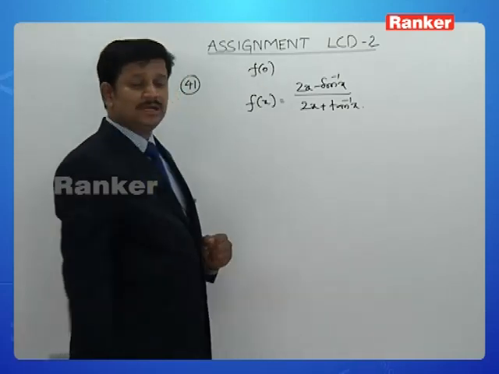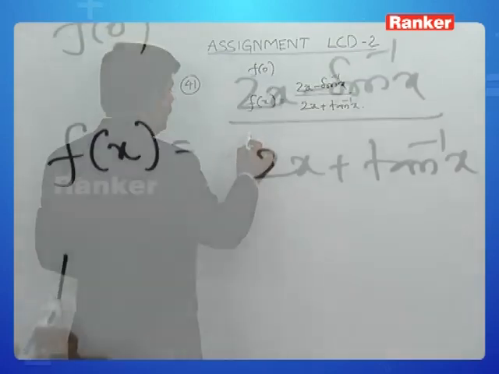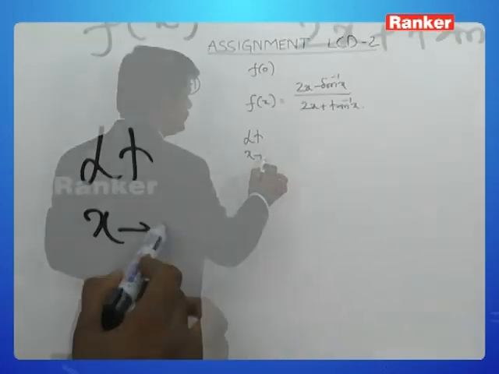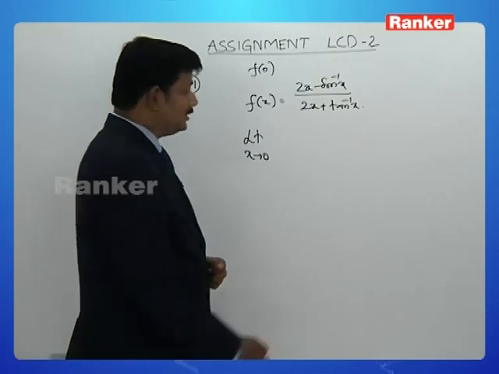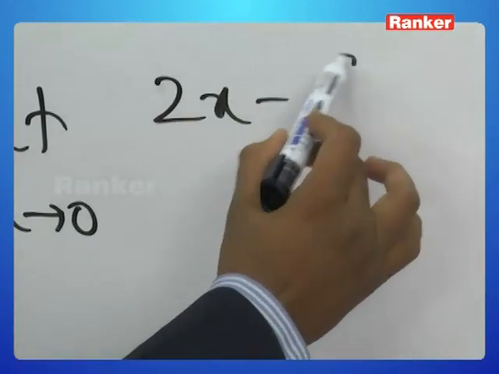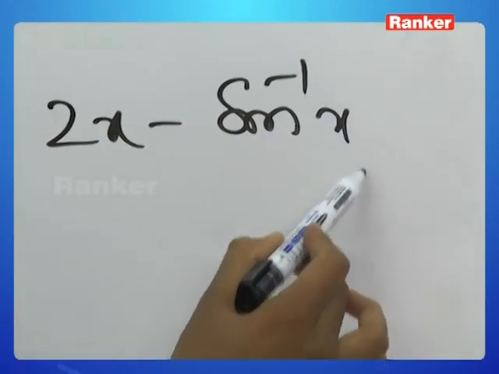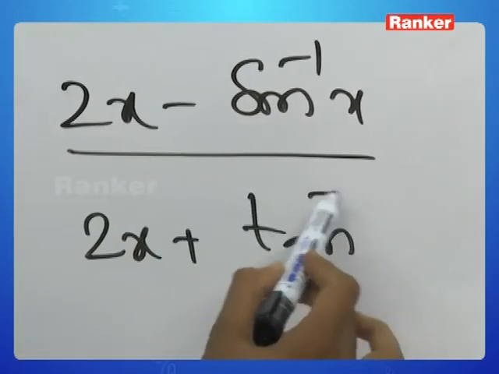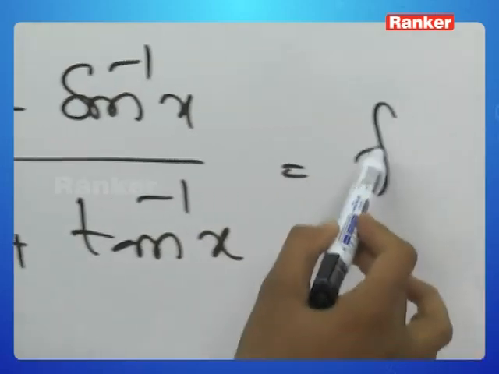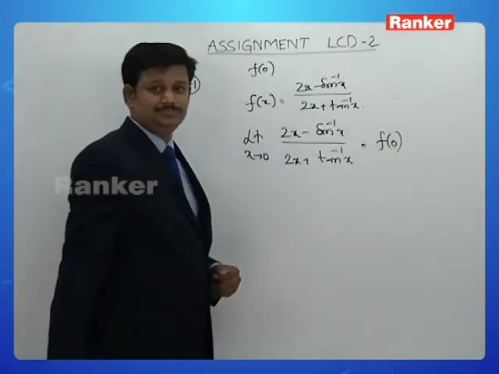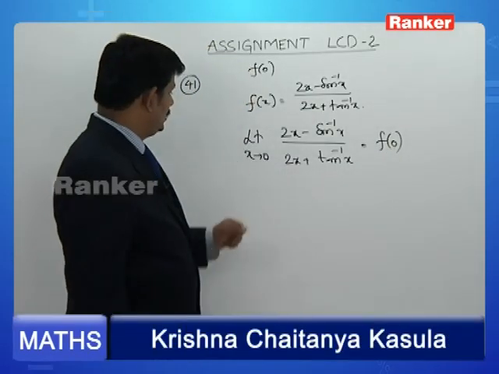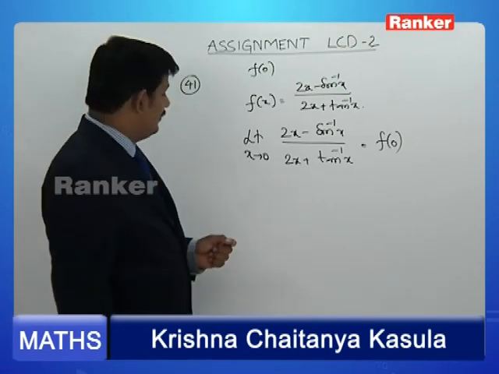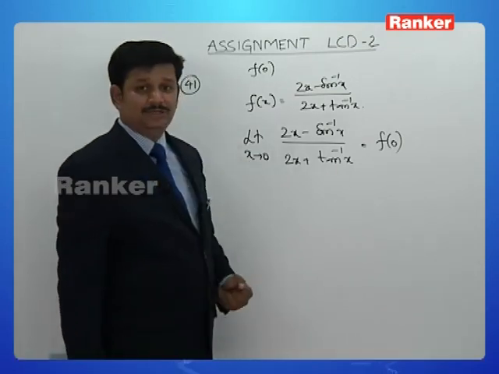So for the function to be continuous at 0, limit x tending to 0 f of x, that is limit x tending to 0 of (2x minus sin inverse x) divided by (2x plus tan inverse x), needs to be equal to f of 0. Now, let us evaluate this particular limit.